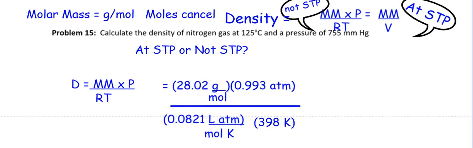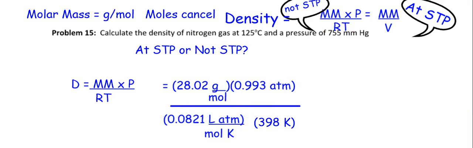So let's go ahead and plug in our values. We're talking about nitrogen gas. Isn't that N2, by the way? So my molar mass is 28.02 grams per mole. My pressure is 0.993 atm. How did you get that one, Mrs. Vanderwille? I divided this by 760, divided by R, divided by T.